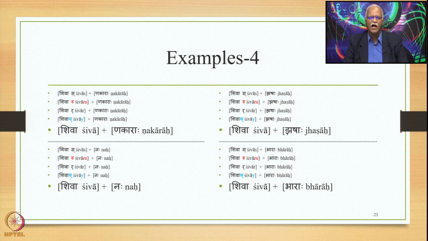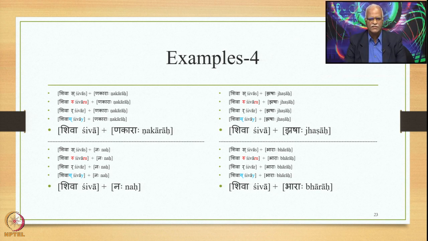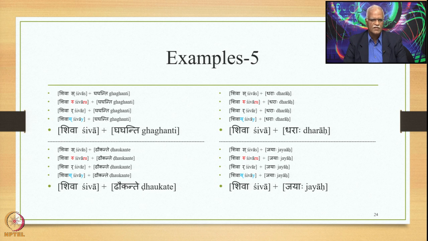Then we have Shivas plus Jhashaha as the basic input, and then the sutras apply, and the finally derived form is generated, namely Shiva plus Jhashaha with the zero or deletion of ya. Then we have Shivas plus Bharaha as the basic input, and the same procedure happens, and we get the final output in the form of Shiva plus Bharaha. Then we have Shivas plus Ghaghanti as the input, and the final output generated is Shiva plus Ghaghanti, following the same process. Then we have Shivas plus Dhaukante. The same process happens, and so we get the final output Shiva Dhaukante. Then we have Shivas plus Dharaha, and finally we get Shiva plus Dharaha.